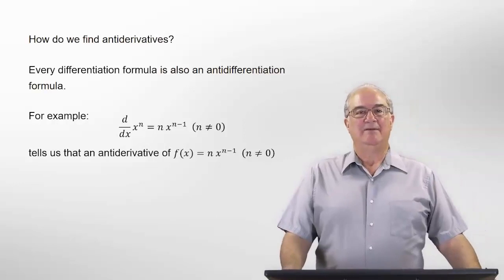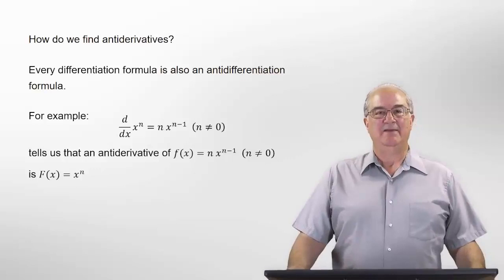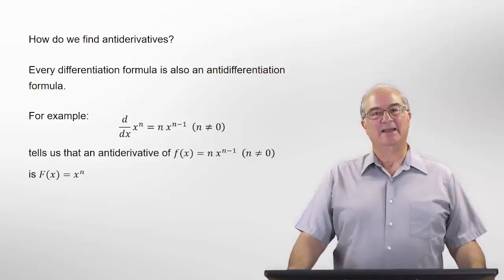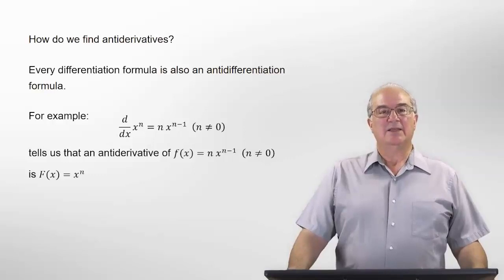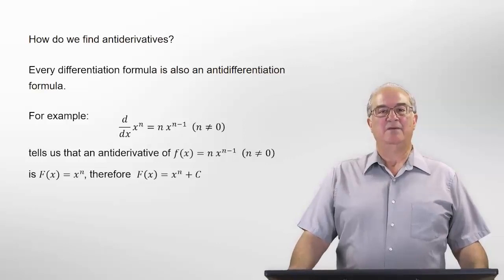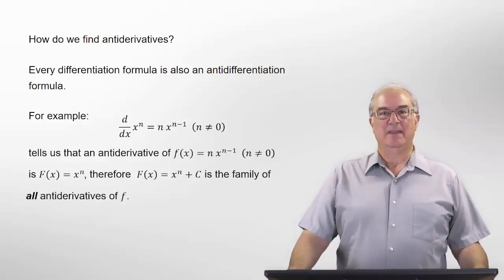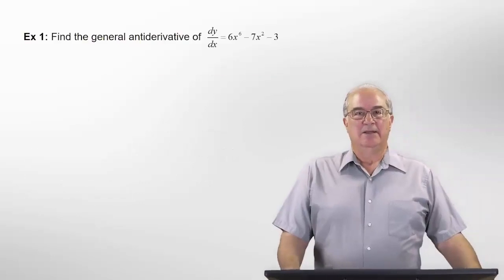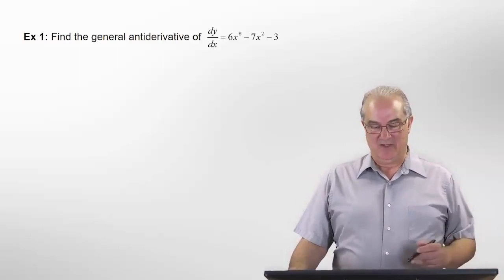And so now we have one antiderivative, let's call it capital F, of x equal x to the nth. Then the theorem tells us that if we add a constant and we write F of x equal x to the power n plus c, we now have the family of all antiderivatives of lowercase f. So let's take a look at a couple of examples to solidify the concept.